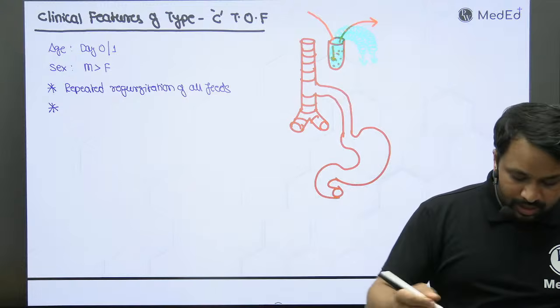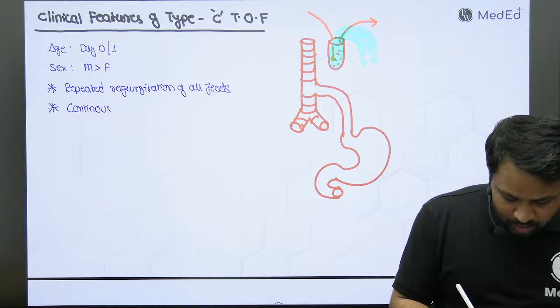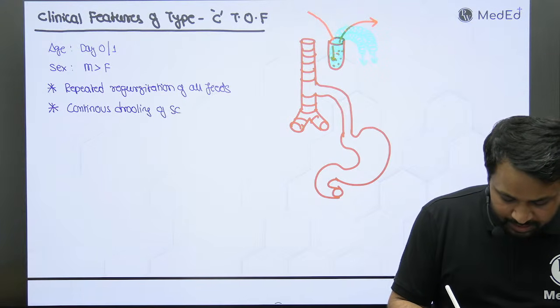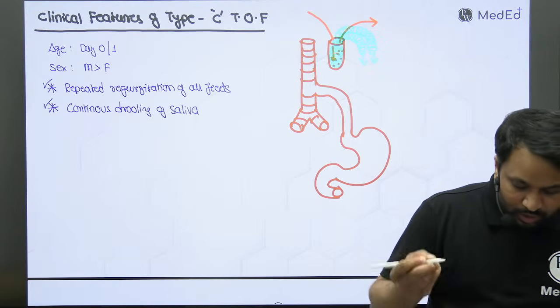So there is repeated regurgitation of all feeds. There is continuous drooling of saliva. Okay? So two problems so far: repeated regurgitation of all feeds, and continuous drooling of saliva.